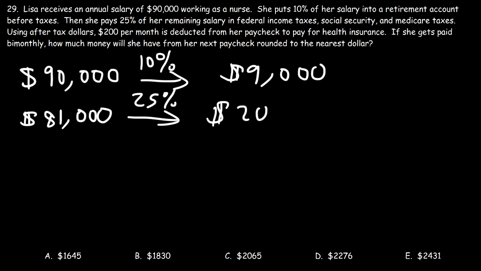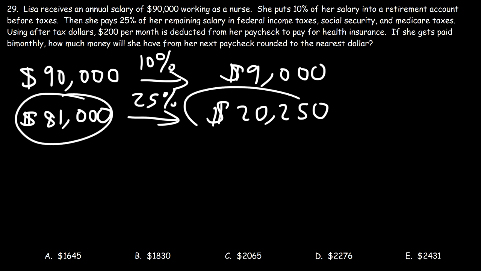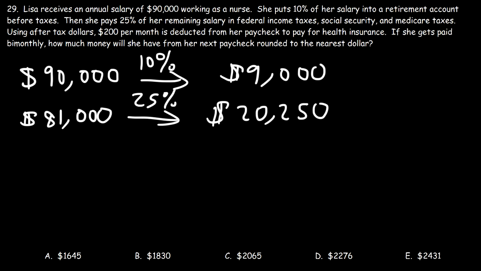So that's $20,250. Now, let's take the difference between these two values. So if we take 81,000 and subtract it by 20,250, we're going to have 60,750 in after-tax dollars. Now let's focus on how much she's paying for health insurance.